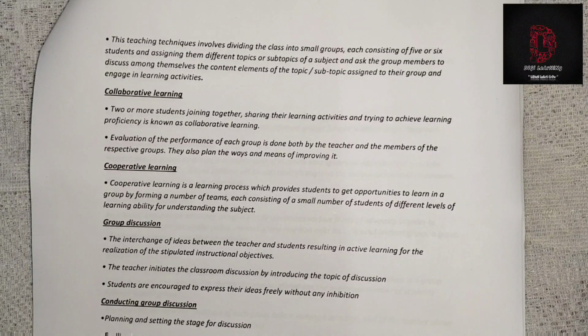Next is the collaborative learning. Two or more students joining together, sharing their learning activities, and trying to achieve learning proficiency is known as collaborative learning. Evaluation of the performance of each group is done both by the teacher and the members of the respective groups. They also plan the ways and means of improving it.